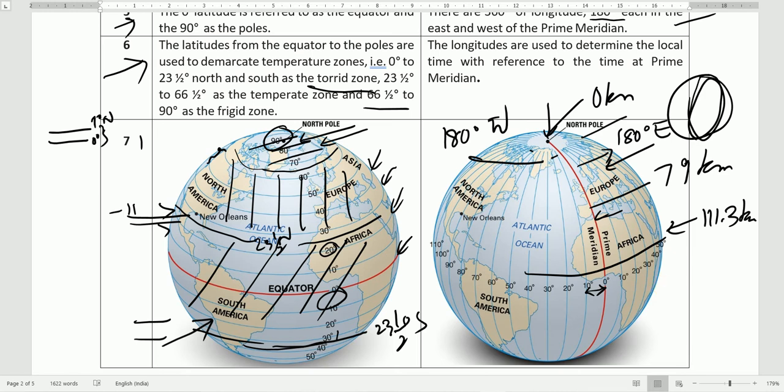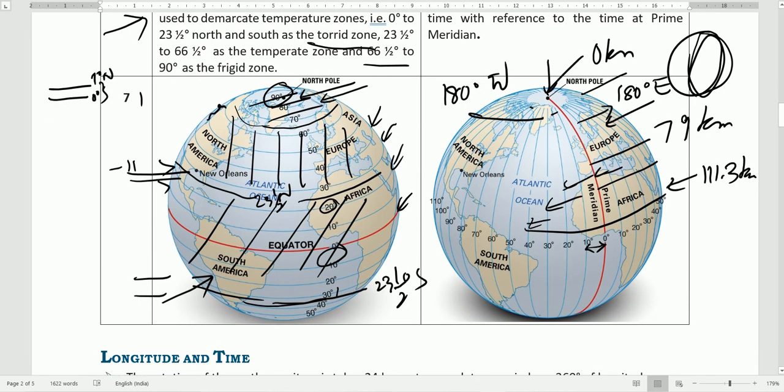So in this way, latitudes are used to divide the whole globe into temperature zones, as you have learned in the lower classes. Whereas longitudes are used to determine the local time with reference to the time at the prime meridian.